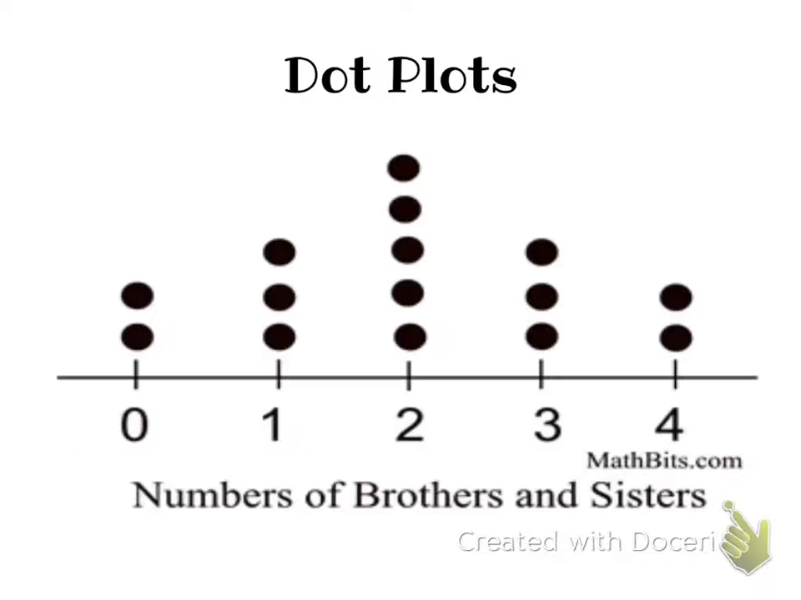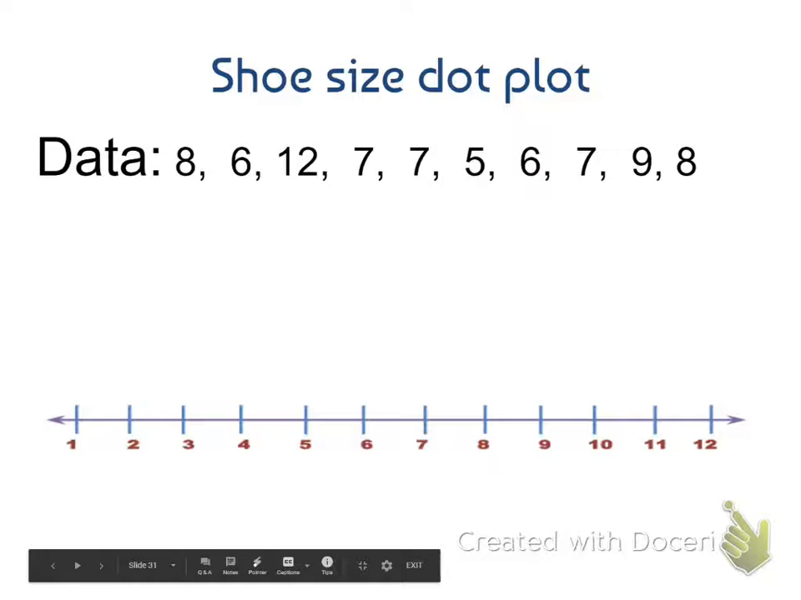This is a fictitious group of people and their shoe sizes. Let me go back for a second. Notice that the dots are evenly spaced out and one on top of each other. That's important because the height of your dots represents more people. So let's make this together. Our first number is 8. We're going to put one dot on 8. Try to make them as even as you can. Our next one goes on 6. Our next shoe size is 12.